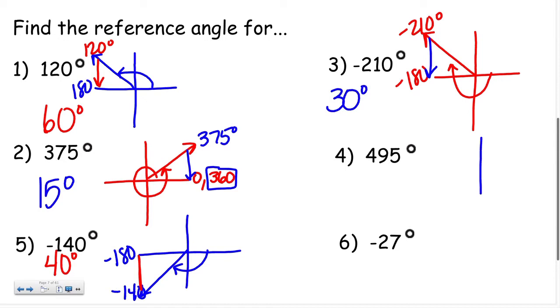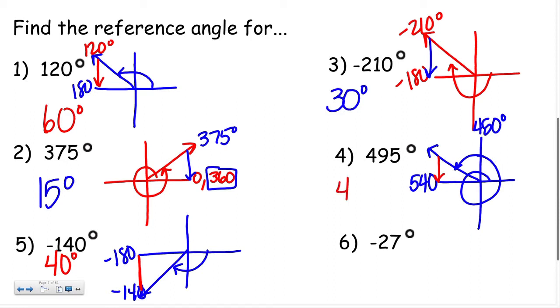Alright, 495. We're going to have to go in a complete circle. That puts us at 360. That puts us at 450. And another 90 would put us at 540, so we need to go that far. So now I'm looking at 540 on my x-axis. I'm not looking at 180, I'm looking at 540. So 495 to 540 is a distance of 45 degrees. 540 minus 495.